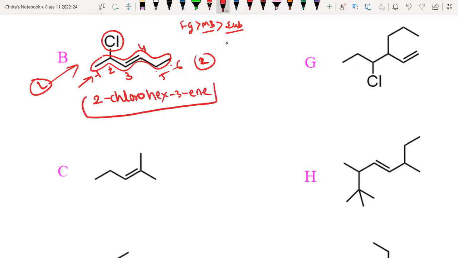So 2-chlorohex-3-ene. Easy, everyone? Yes, sir. Okay. Now next, option number C. Okay. Now this is going to be the main chain.